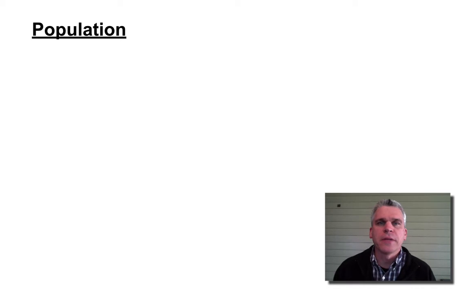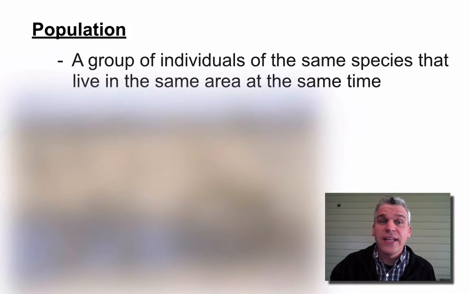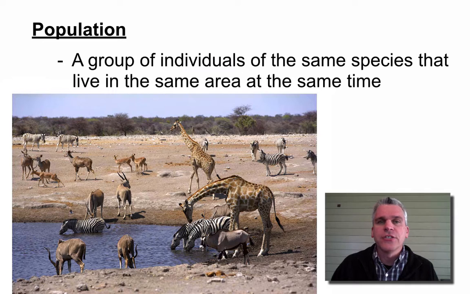A good place to start talking about populations is first defining it. We can say that a population is a group of individuals of the same species that live in the same area at the same time. Here we see in this picture, there are several different species. They're all living at the same area. They're living at the same time, but we would say that there's many different populations here. For instance, we see some zebras and some giraffes and gazelles. All of those are their own individual populations.